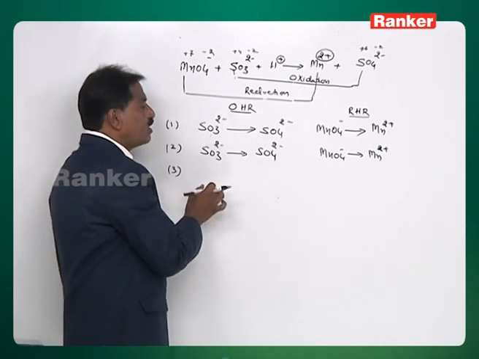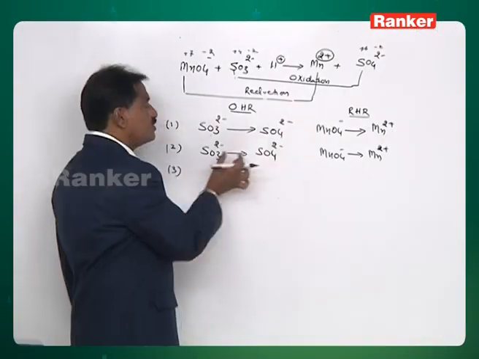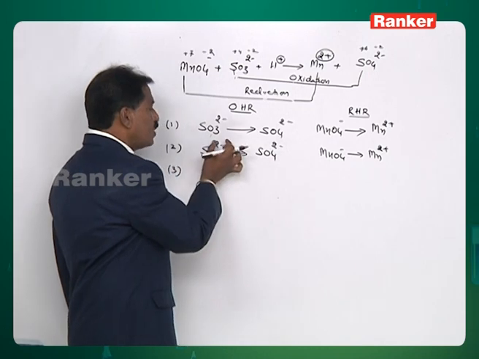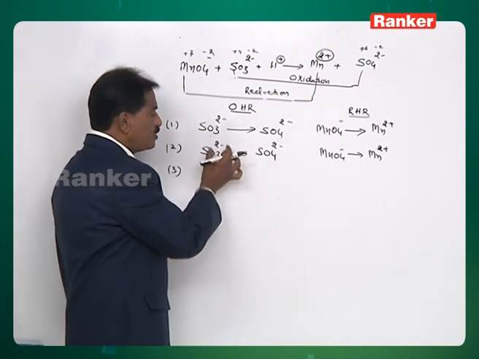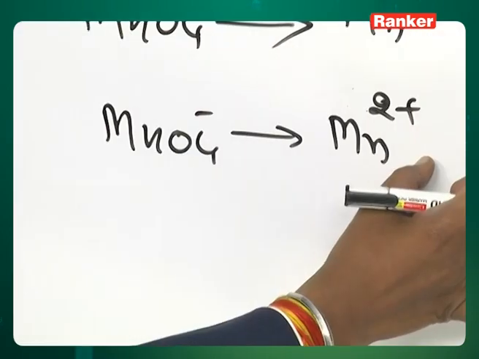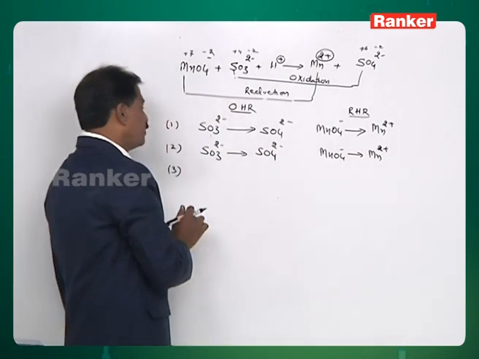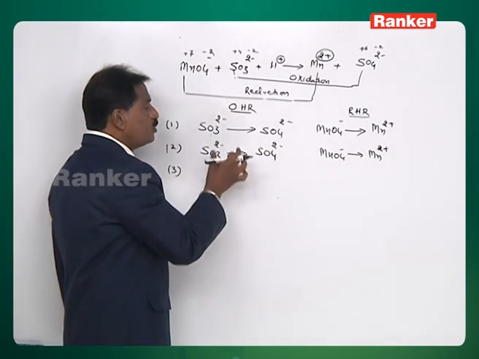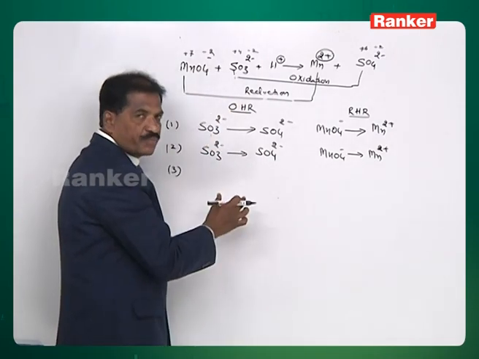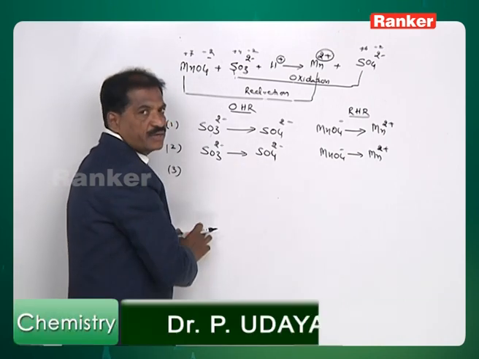For balancing of the oxygen atoms, first count the oxygens. Here you see, here 3 oxygens, here 4 oxygens. That means here 1 oxygen atom is less. 1 oxygen atom is deficient. Here 4 oxygens, here 0 oxygens. Therefore, here 4 oxygen atoms are deficient. Therefore, the oxygen atoms have to be balanced by adding a suitable number of water molecules to the deficient side.